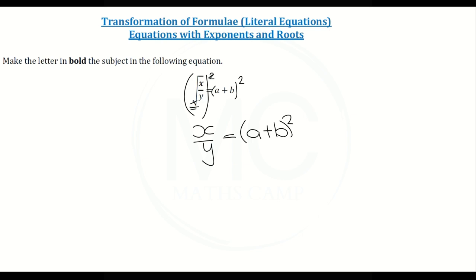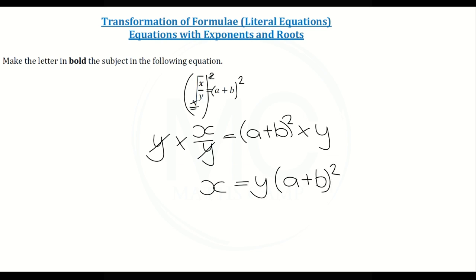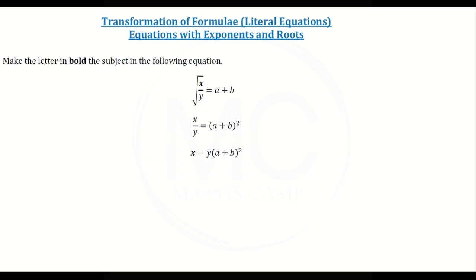Now to get x by itself, we multiply both sides by y. Put y over there and multiply by y over here. On the left, the y will cancel and we have x. And on the right, we have y multiplied by the bracket a plus b squared. Let's do another one.